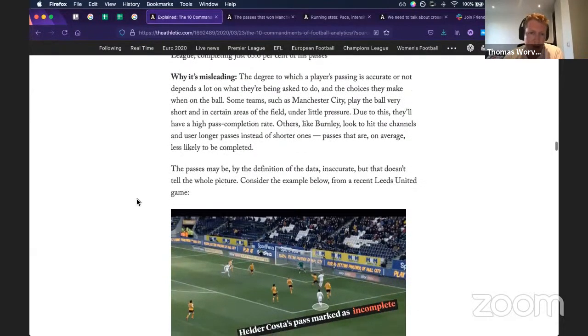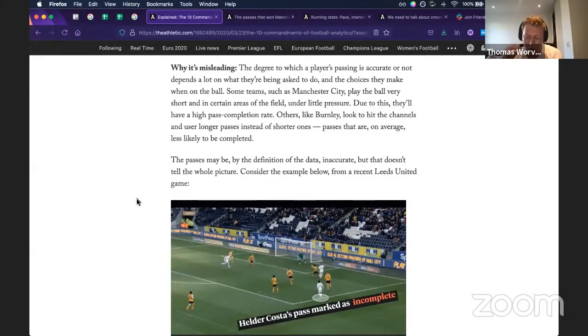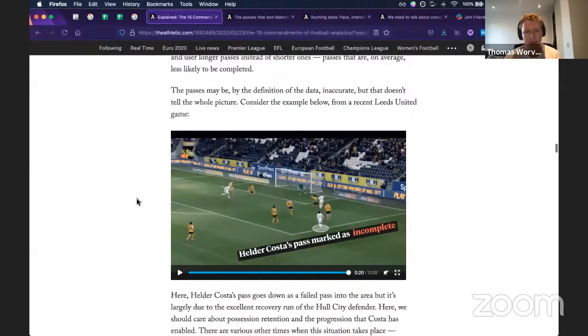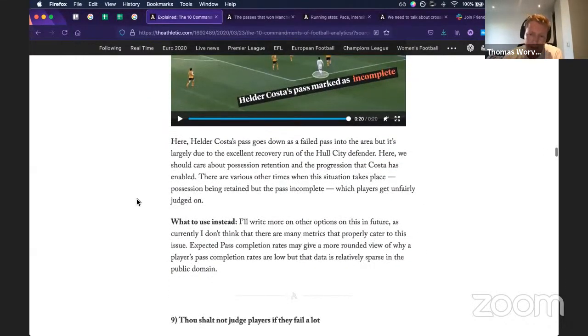And I think a lot of the time, pass completion rate is spoken about, and it doesn't quantify or doesn't care about this quality element. What are you adding? What's the value you're adding? So I think that's the kind of thing I was trying to speak about there, and saying we'll write more of it in the future, which I did, but expected pass completion rates can tell you more about choices of passes, or what they try to do in possession versus execution.